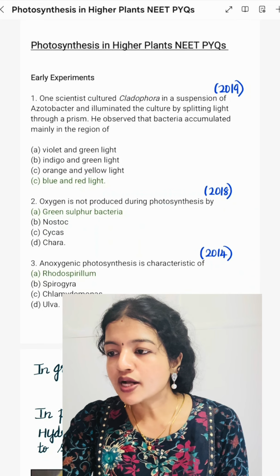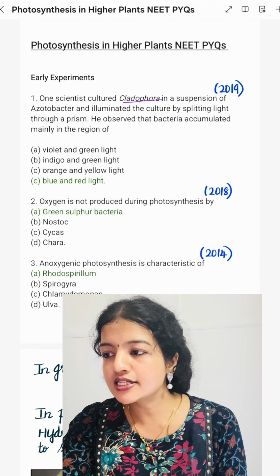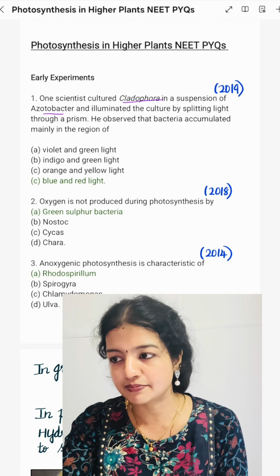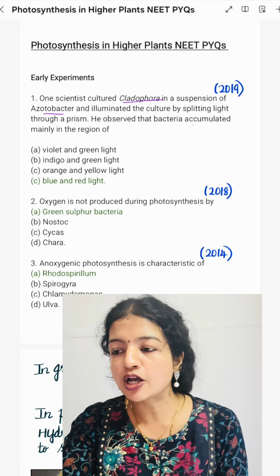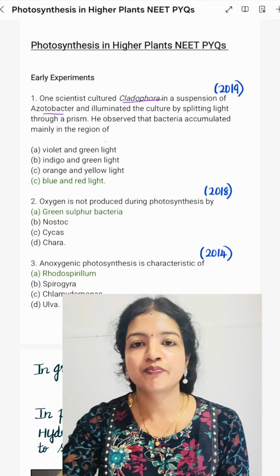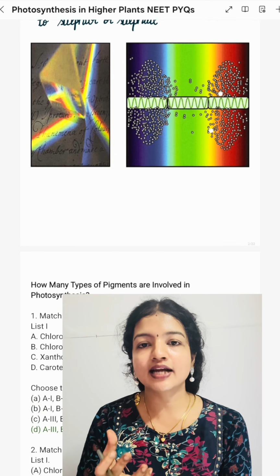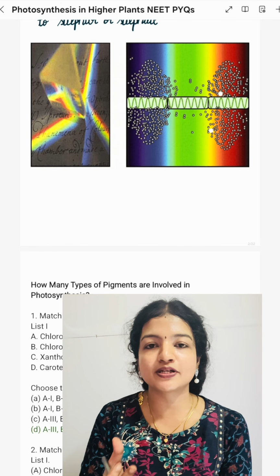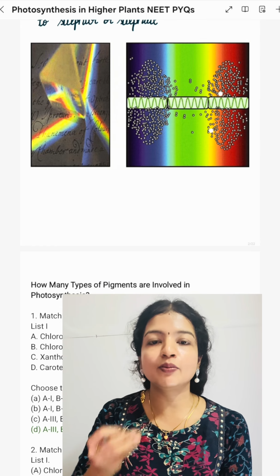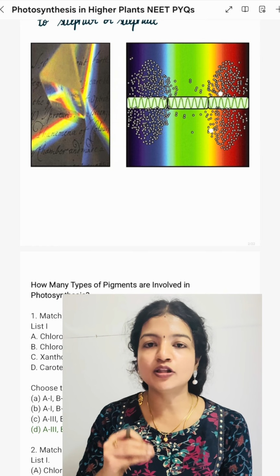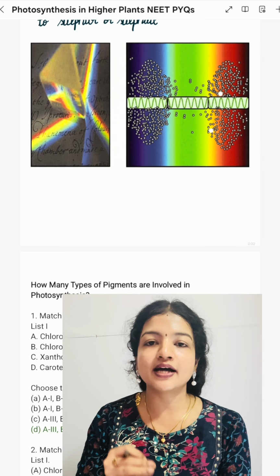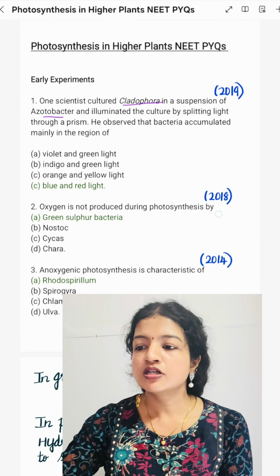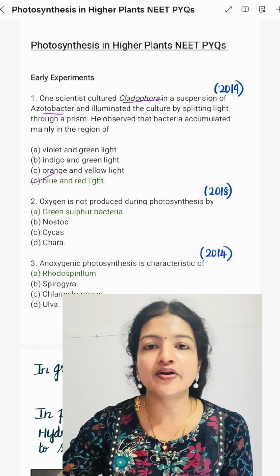First question: one scientist cultured Cladophora in a suspension of Acetobacter and illuminated the culture by splitting light through a prism. He observed that bacteria accumulated mainly in the region of P.W. Engelmann, scientist. Cladophora green algae, Acetobacter aerobic bacteria suspension, and then he illuminated the culture by passing the light through a prism. So he observed that the bacteria mainly accumulated in the region of blue and red light. So the answer is option C, blue and red light.